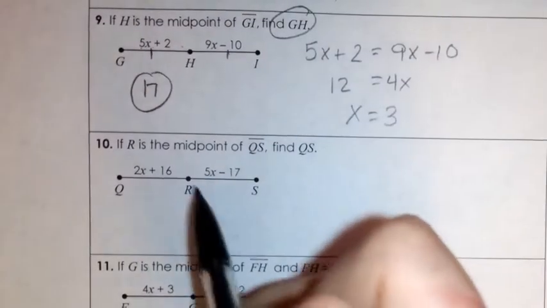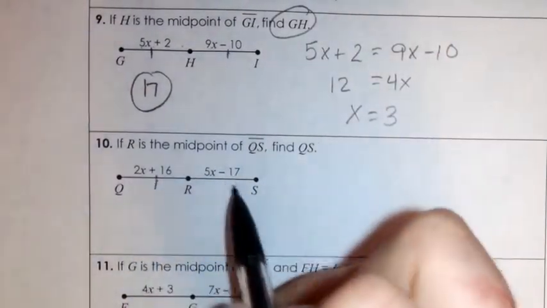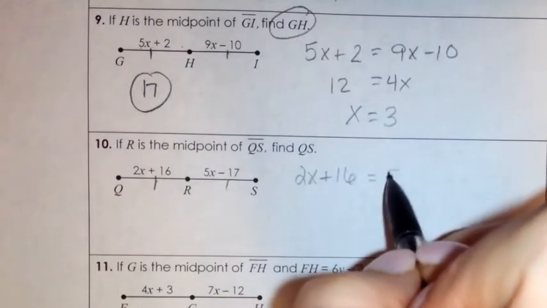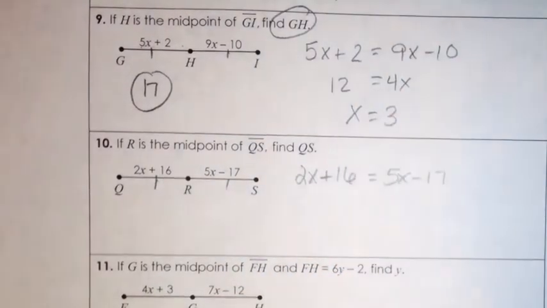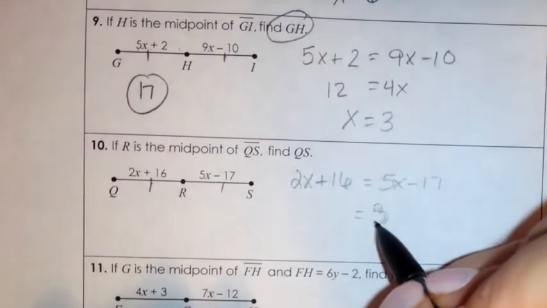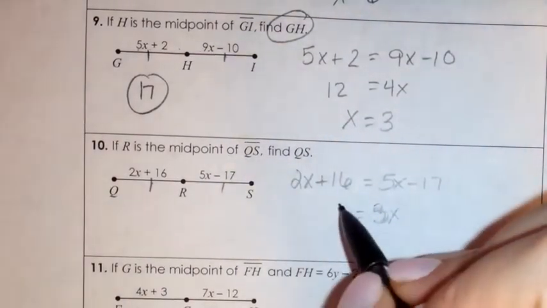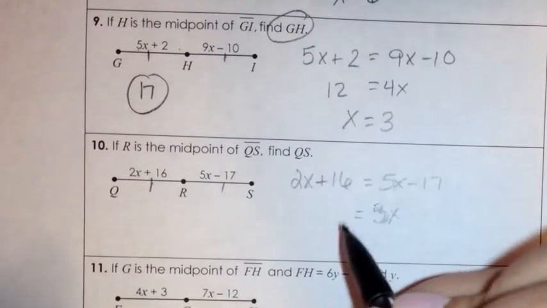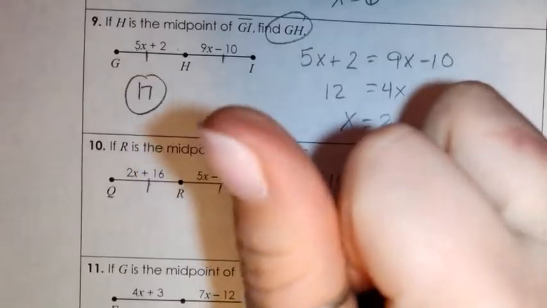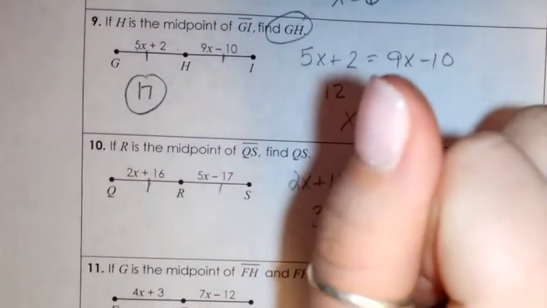Number 10, we have R is the midpoint of QS, so that means these two are equal. So 2x plus 16 is equal to 5x minus 17. We get 3x, and if we add 17 over here, 16 plus 17 is 33. X is equal to 11.